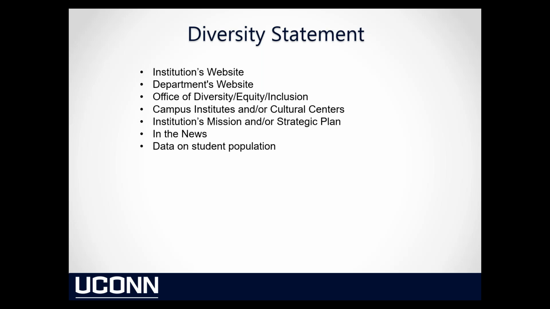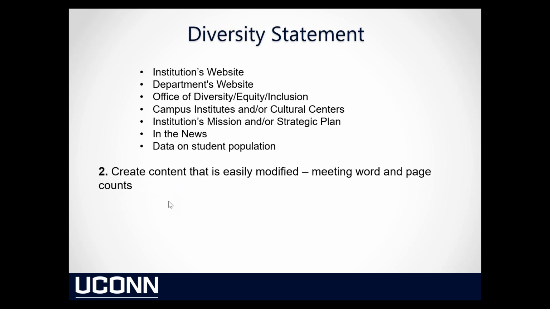The university or college most likely has an office of diversity and inclusion or diversity, equity, inclusion. See if there are some campus institutes or cultural centers. Look at the institution's mission and/or strategic plan. Look at what's going on in the news around this university or college, and then look at the admissions page to gather some information on the student population.